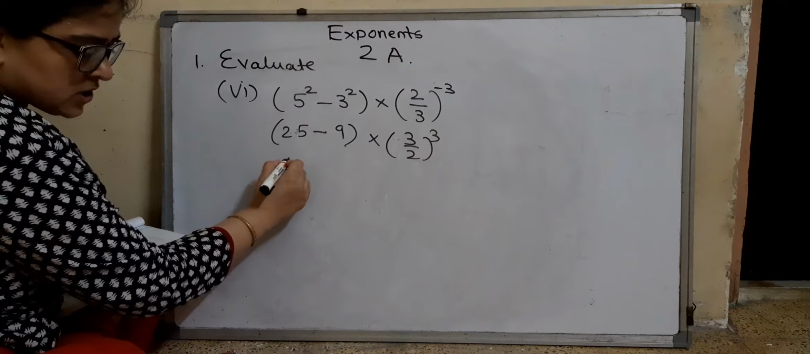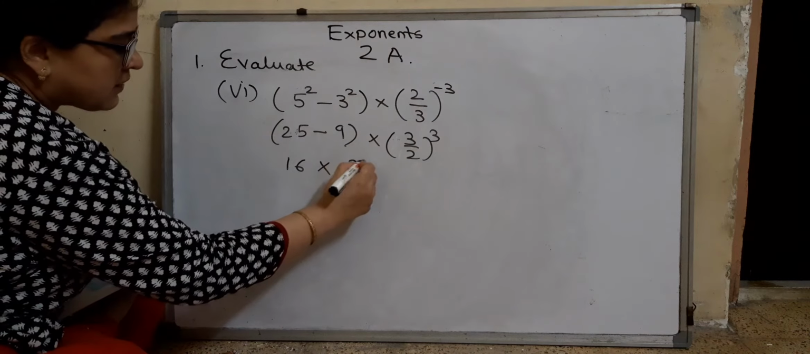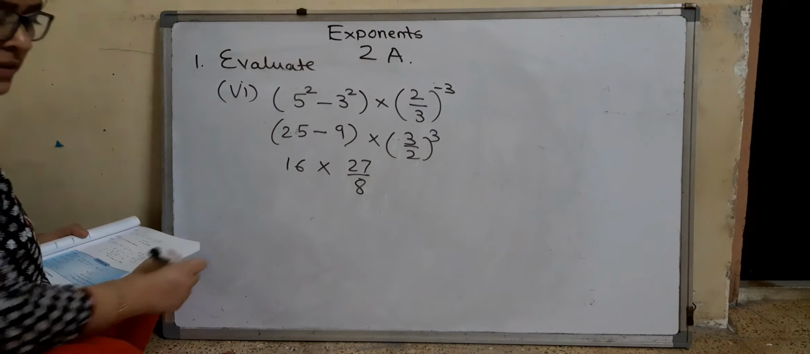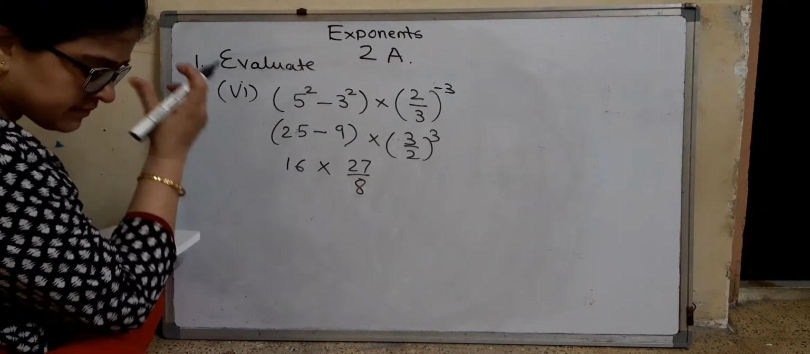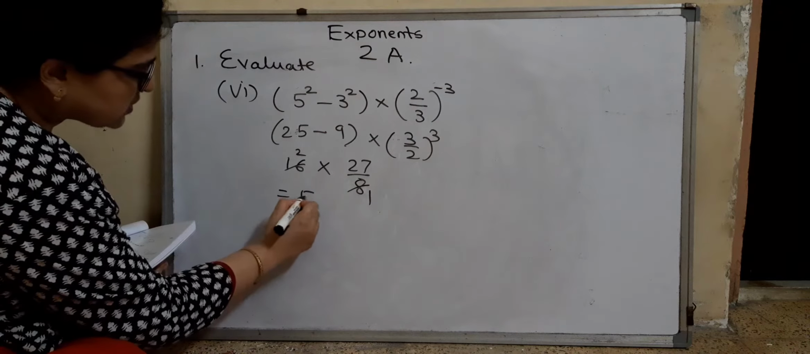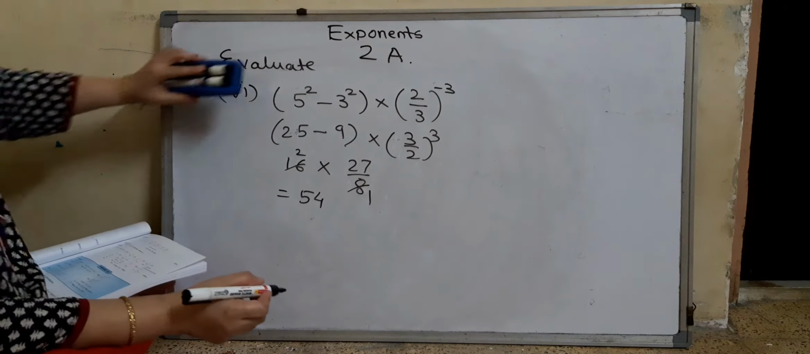25 minus 9 is 16. Multiply by 3 threes are 9, 9 threes are 27 upon 2 twos are 4, 4 twos are 8. Then cutting, after cutting, 8 ones are 8, twos are, the answer is 27 twos are 54. This is the sixth sum.